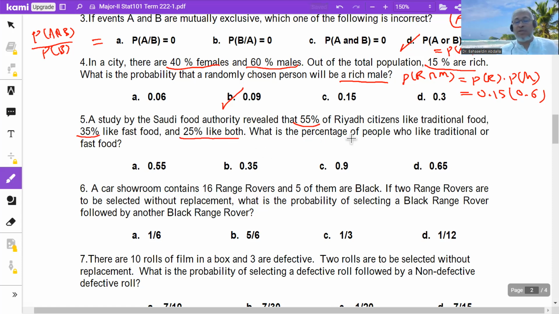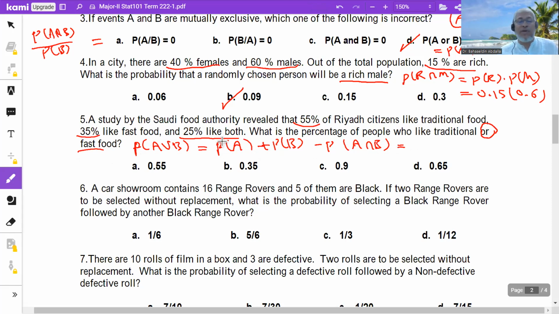What is the percentage of people who like traditional or fast? So what is the meaning of or? Or means union. So he's asking about probability of A union B. Well, there's a formula for the union. It is probability of A plus probability of B minus probability of the intersection.